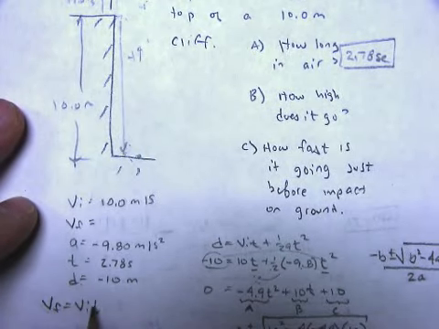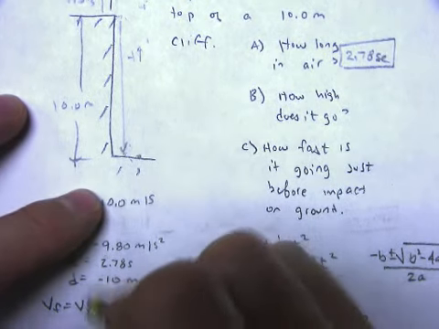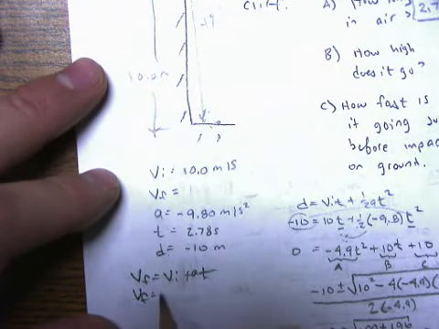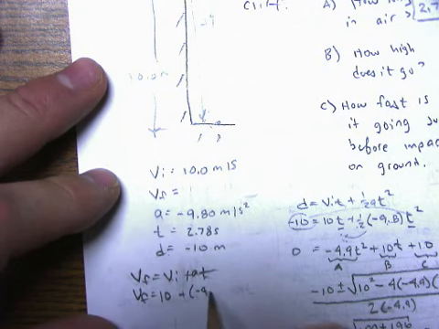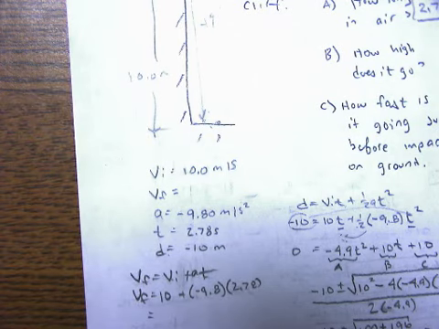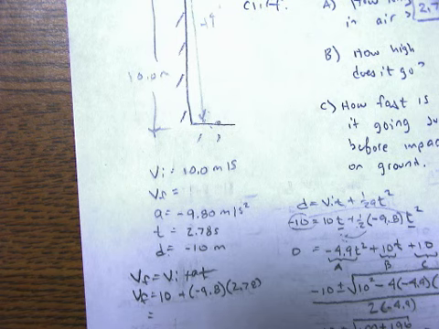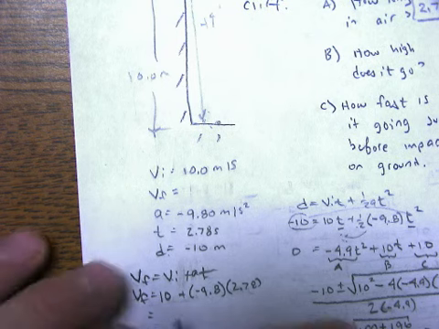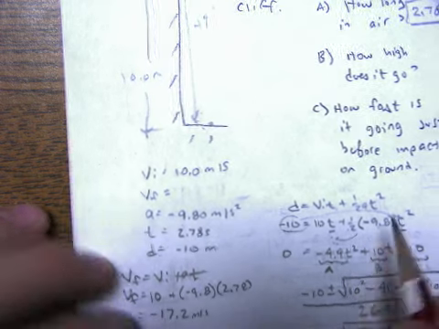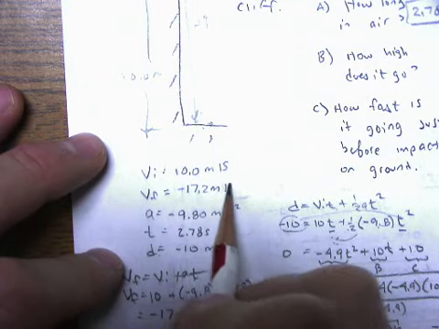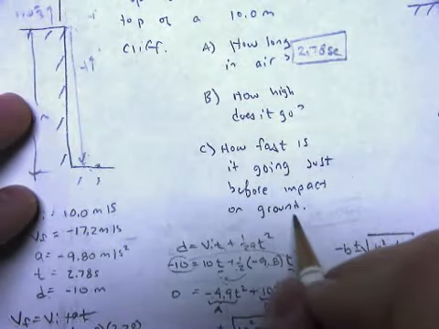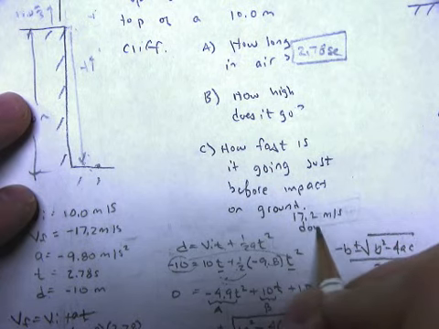So how fast is it going? VF equals VI plus AT. So I'm looking for the final velocity. I know the initial velocity is a positive 10, the acceleration negative 9.8, and the time 2.78. So negative 9.8 times 2.78, and then 10 plus that, so 10 plus my answer, negative 17.2. So that's how fast it's going. So how fast is it going? 17.2 meters per second down.